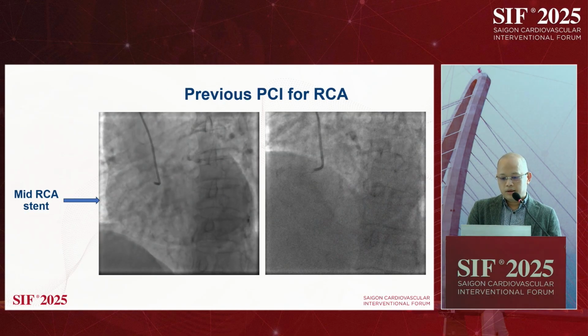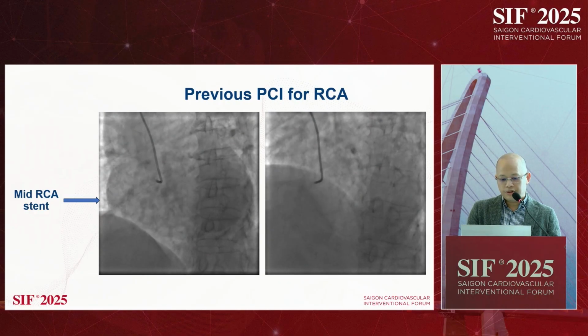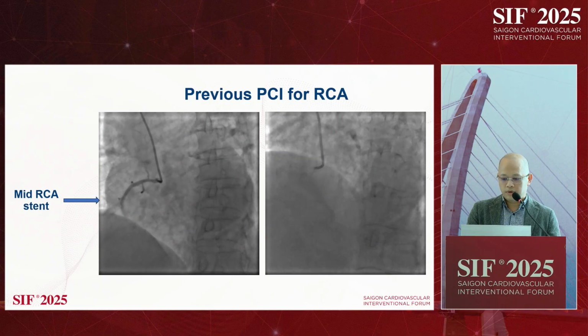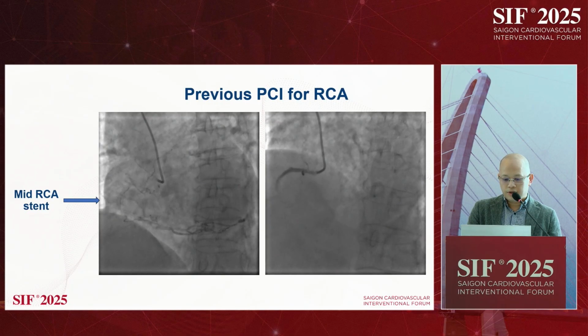So here we have the angiogram of the right coronary. We have the fix at the mid RCA with the one stent DES 1 month ago. And as you can see that we have quite a long diffuse lesion of the distal part of the RCA, which we haven't touched yet.